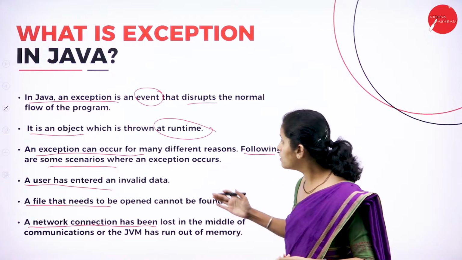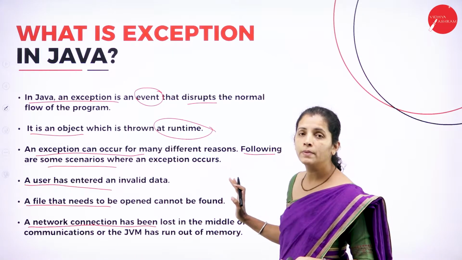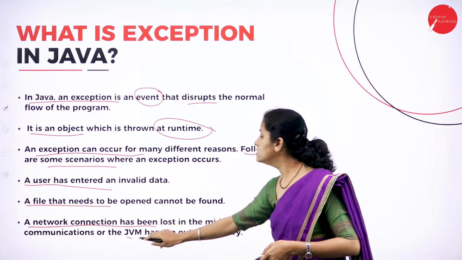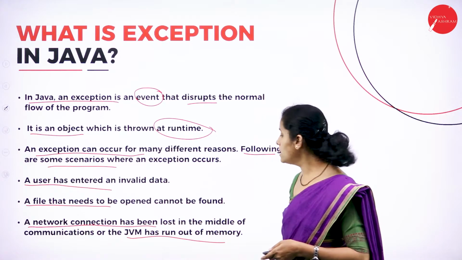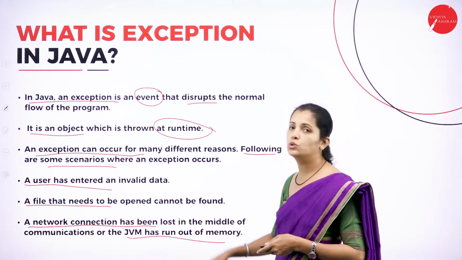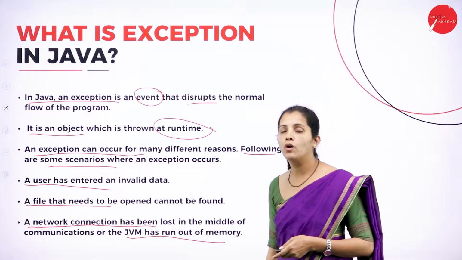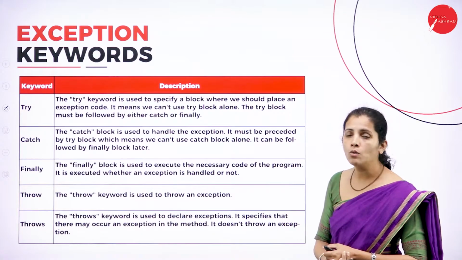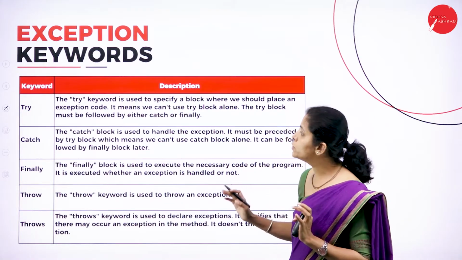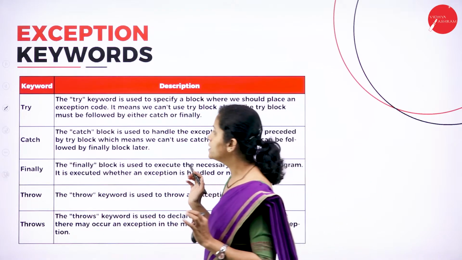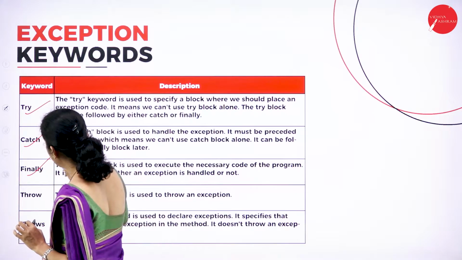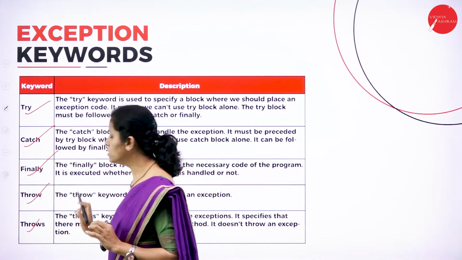Okay, then this is also an example for exception handling. In that case, the Java virtual machine has run out of memory. Now, these are the certain exception keywords I'm going to use in Java. So, here I'm going to use try, catch, finally, throw, and throws.